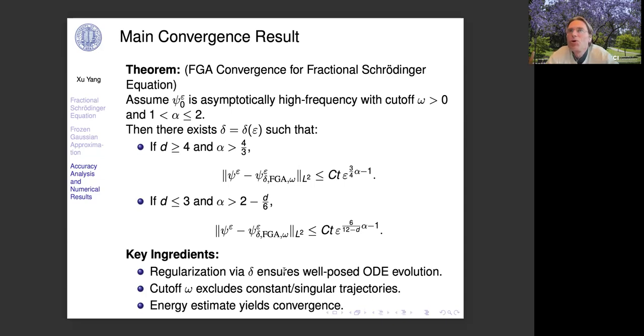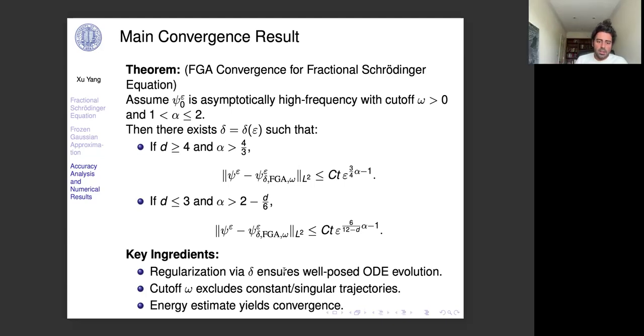Is there any other questions for you? Hi, just a quick question. When you do this numerically, you write this in your main convergence result, like this psi epsilon delta FGA omega. So here you are imposing numerically the regularization in delta as well as omega. Is that right? Yeah, that's right.